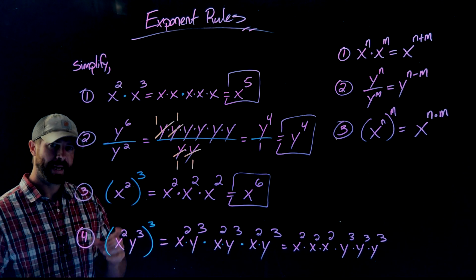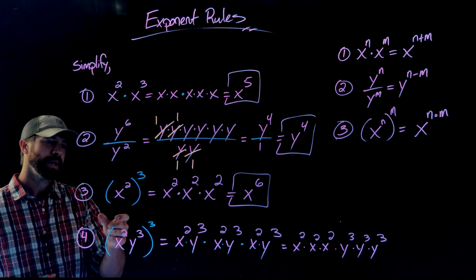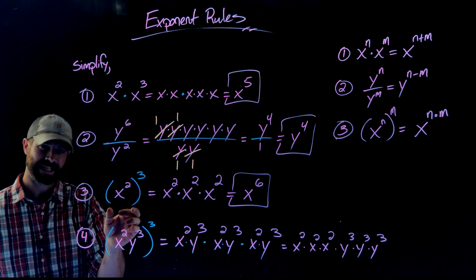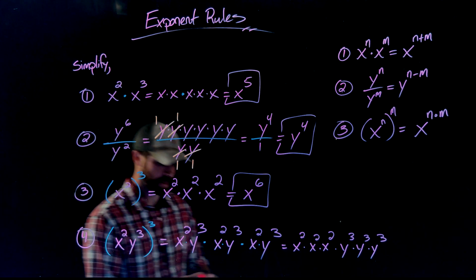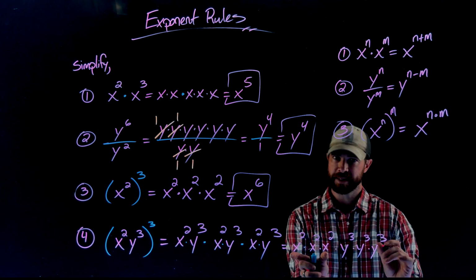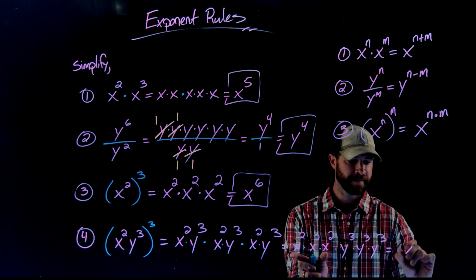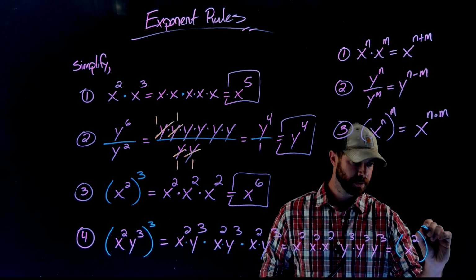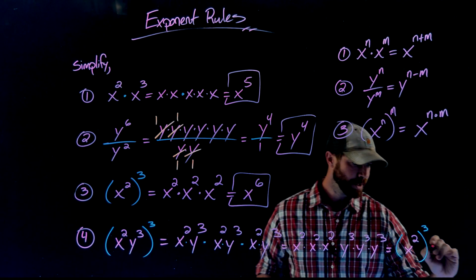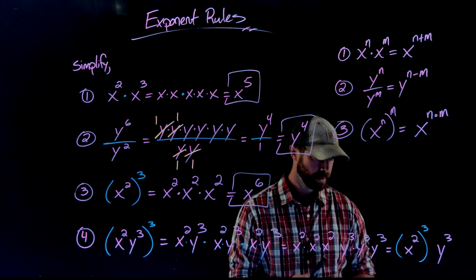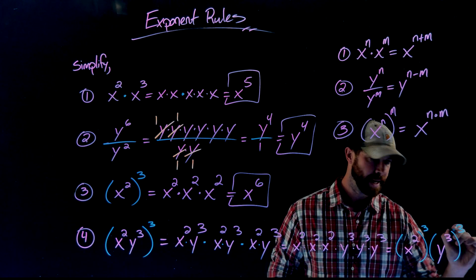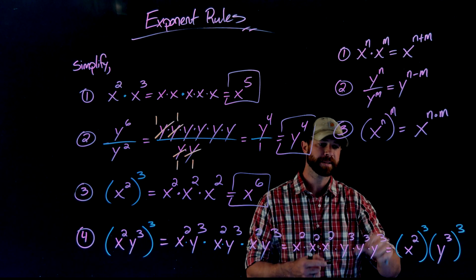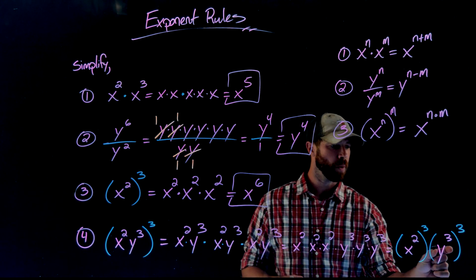And what I want to show you now is that I can actually do the opposite of what I did in number 3 and go from this kind of expression to this kind of expression. I want to show you what the result is. What I get is here I have x squared to the third power, and a y cubed to the third power. I actually could then apply rule number 3 to these and make this an x to the 6th and a y to the 9th.